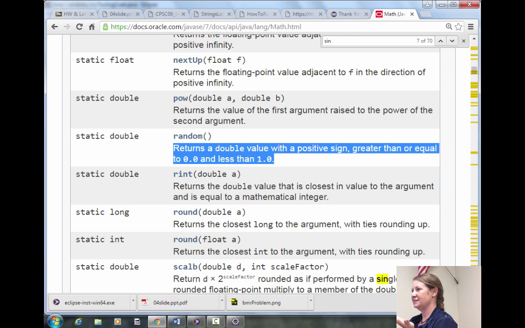And that's actually a very helpful thing to do. Let's say I wanted a number between 10 and 20. What am I going to do? What if I just added 10 here? If I get a number between 0 and 9, and I add 10 to it, now I have a number between 10 and 20.